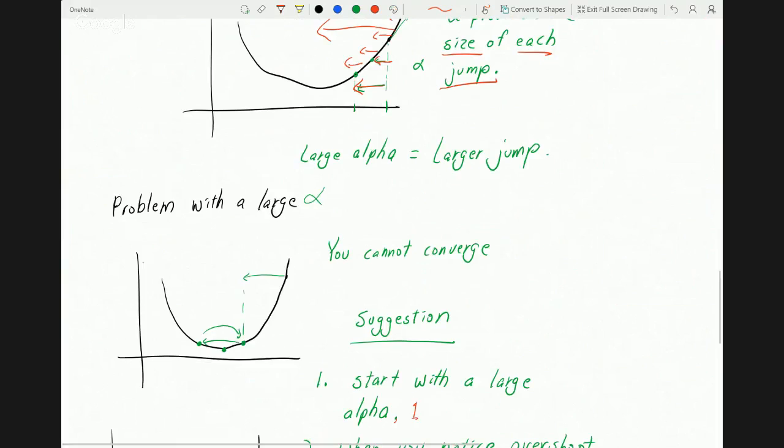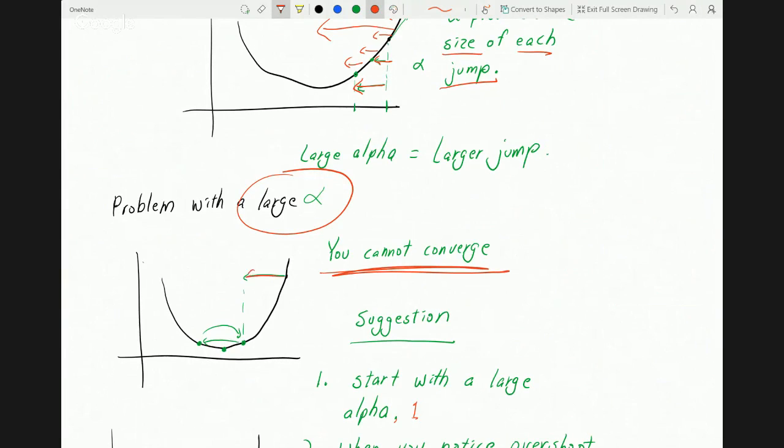Let me show you. If you have a large alpha, you cannot converge. So let's say you jump here, and then you jump here, and you jump back, and you jump back again. So you can never really reach this point. If you have an alpha that is too big, then you have a problem.